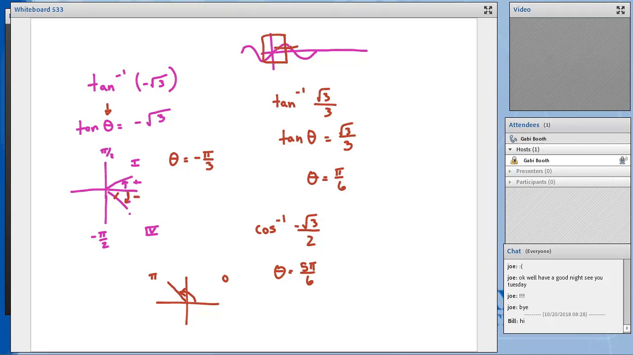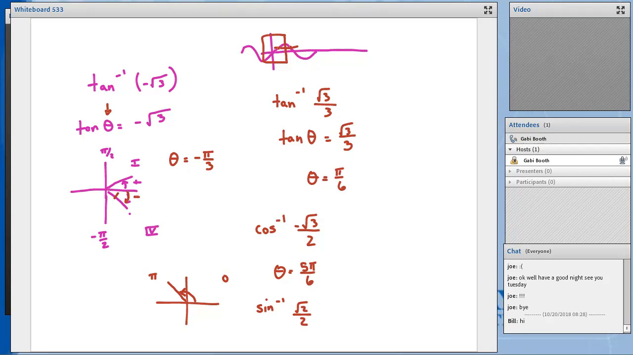Okay, how about one more? The inverse sine of square root of 2 over 2. Now, the range for inverse sine is just like the tangent, quadrant 1 and quadrant 4, from negative pi over 2 to positive pi over 2.